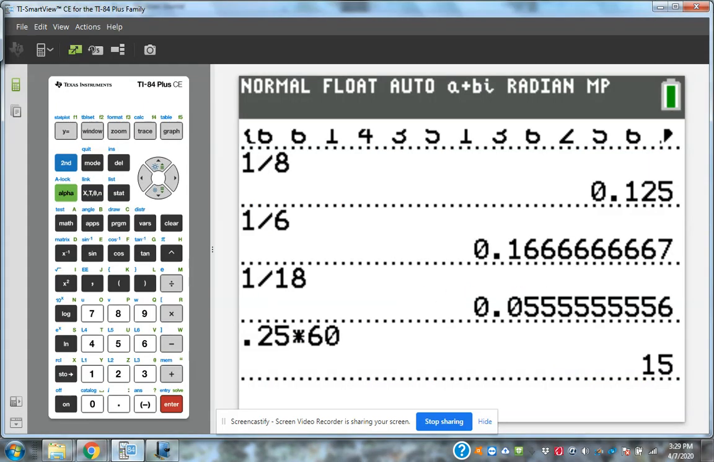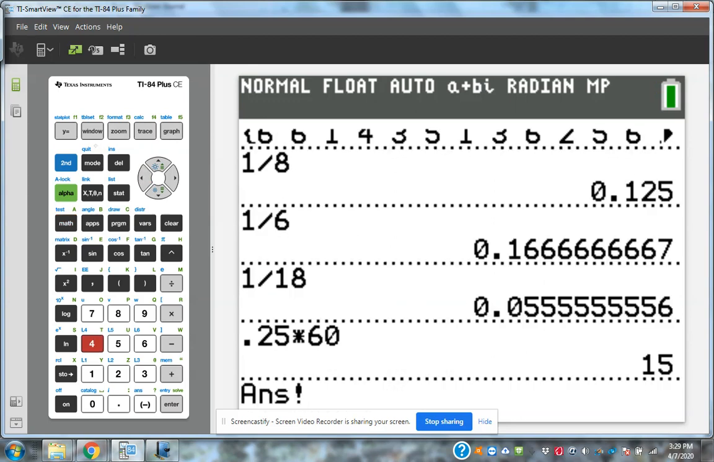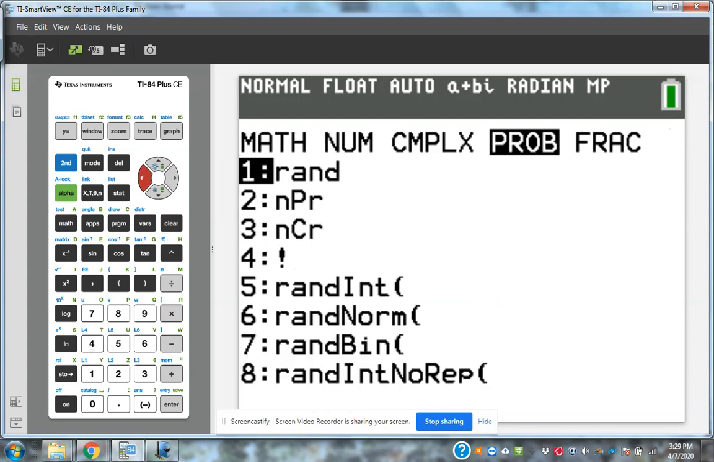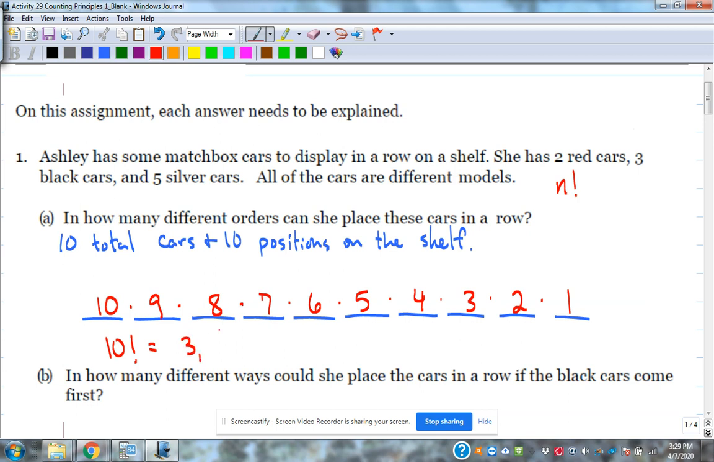But with your calculator, it's much easier to hit math and then go over to probability, and there's the factorial option there. And I'm going to type in the number I want, 10, then hit math, go over to probability, and select factorial, and 3,628,800 different ways. 3,628,800 ways to arrange those on the shelf. So your explanation would be 10 positions, 10 total cars, and then you're showing that setup there.